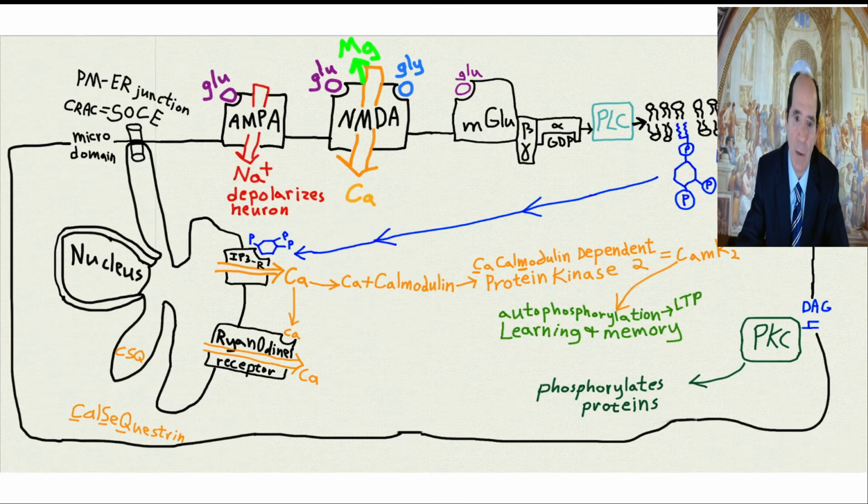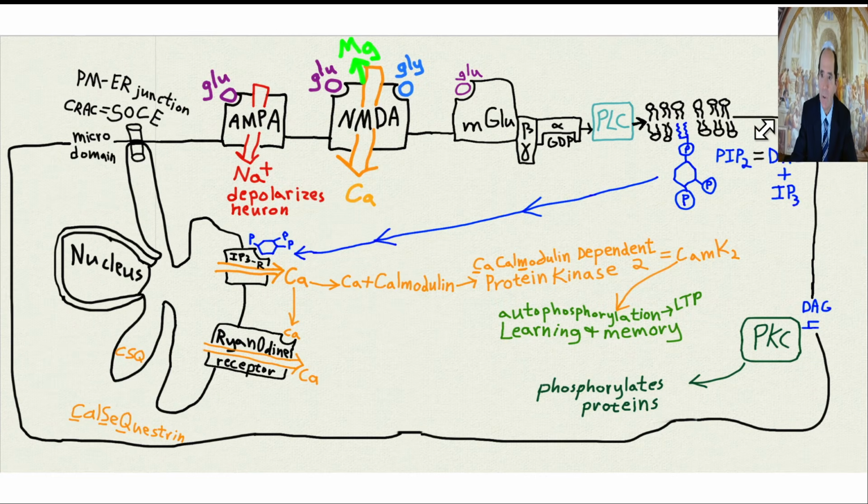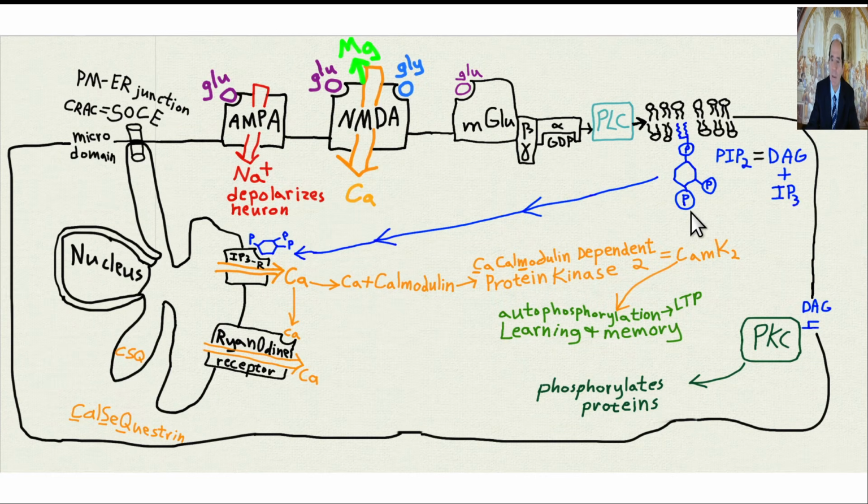I'll show you one more example of that. This could be even in a neuron. You can release IP3, an inositol trisphosphate, and that can cause release of calcium from the endoplasmic reticulum. It can even cause release from the endoplasmic reticulum through something called the ryanodine receptors. All of these things can cause little localized calcium release to activate different parts of the cell.